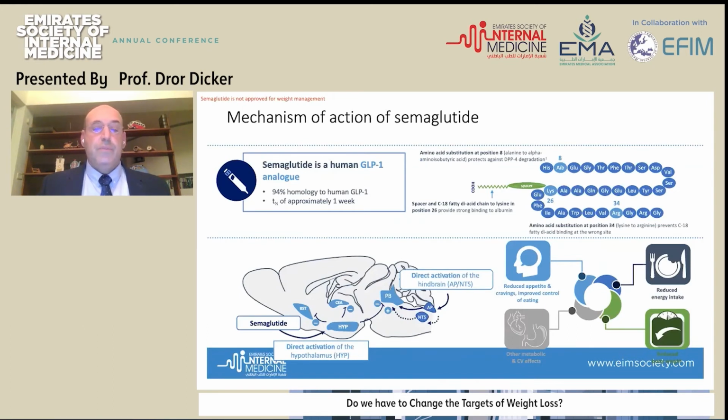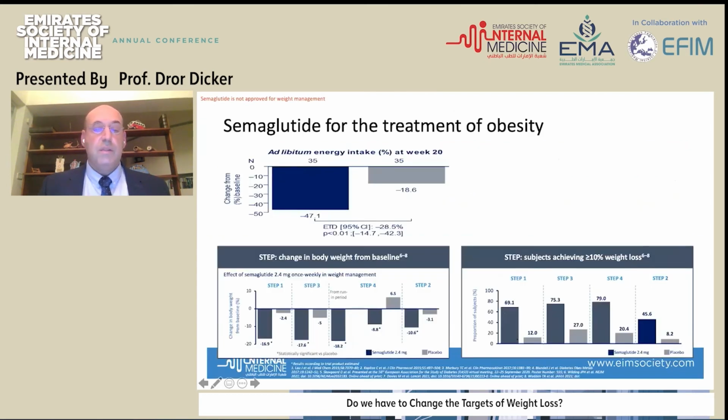The second compound is semaglutide. Semaglutide is a GLP-1 analog that has a half-life of 1 week. Semaglutide acts on several parts in the brain, the hypothalamus and the hindbrain, and leads to, again, very substantial weight loss. In the STEP program, in several studies, they reached 17 to 18% weight loss. And if we look at the categorical weight loss, nearly 80% achieved more than 10% weight loss. So these two compounds are really a breakthrough.